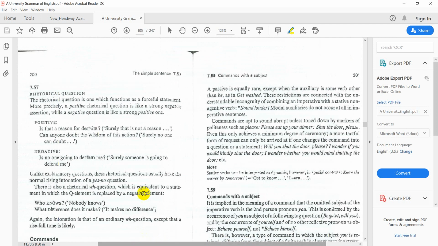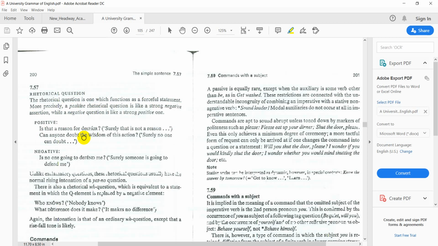Okay. Now, the other section, section 7.57, rhetorical question. The rhetorical question is one which functions as a forceful statement. Please pay attention to this. More precisely, if the question is a positive rhetorical question, it is like a strong negative assertion. So the relation is vice versa.